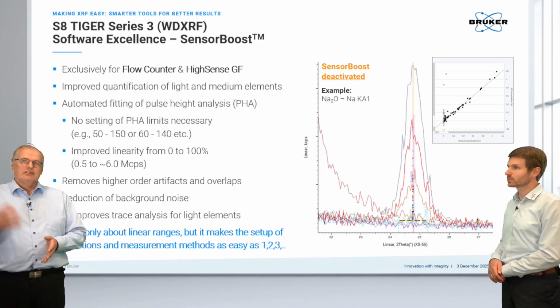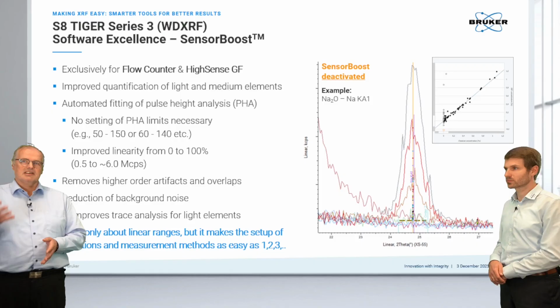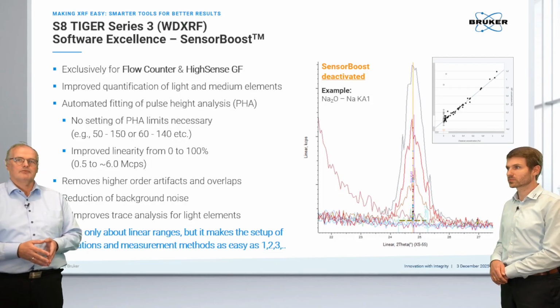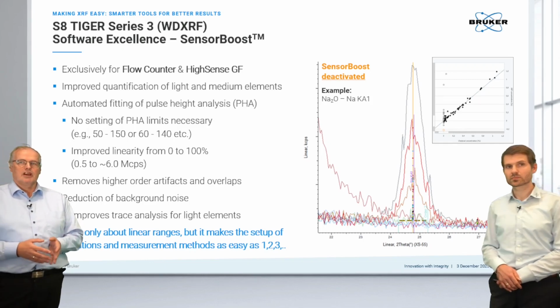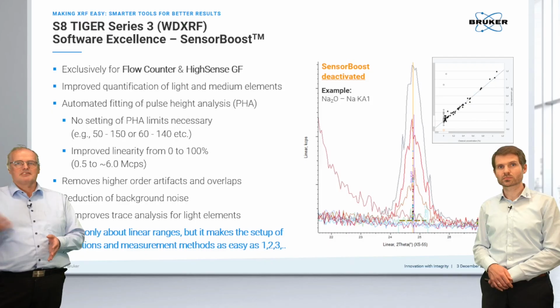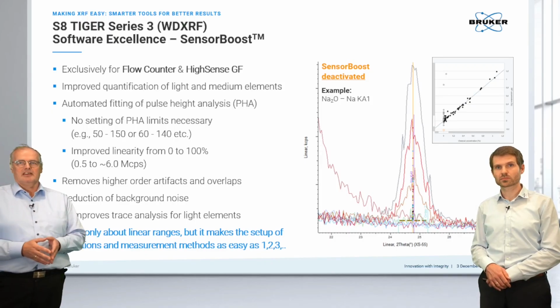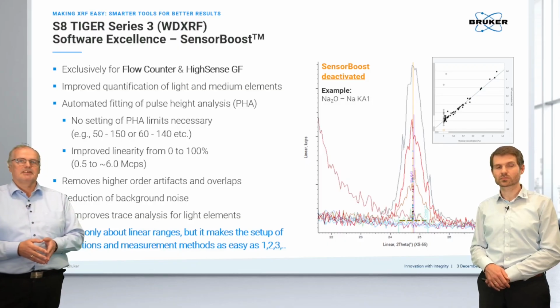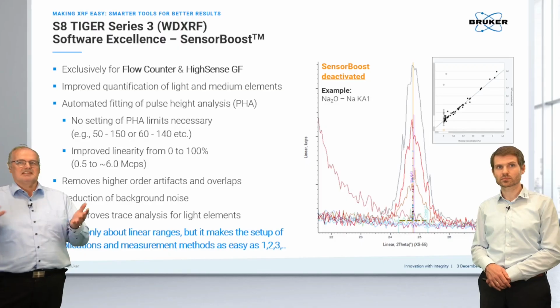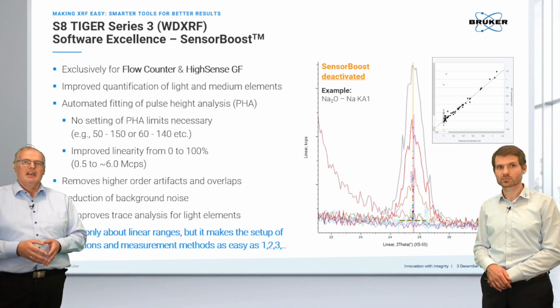So here we see the signal. It's sodium K alpha. The Sensor Boost is deactivated. We have here a calibration range up to 8%. What you would typically do is run those standard samples in a scan mode. You would then look at the PHA analysis. You would set the upper and the lower limit, and that's it. And then you end up at a specific linearity, right?